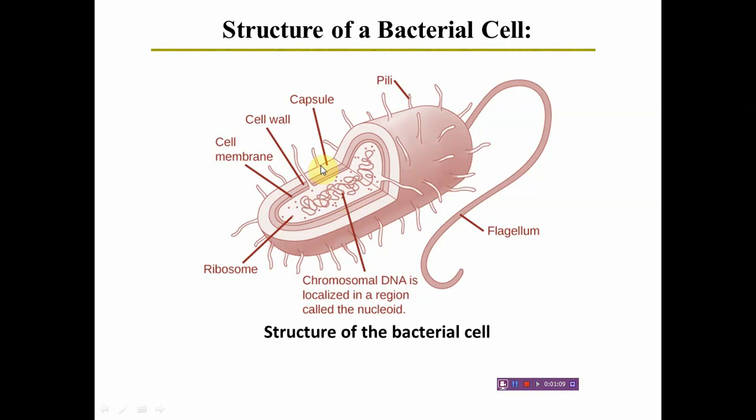Sometimes the cells produce a slimy, gummy outermost covering, which is called a capsid or capsule. These are the amorphous exopolymers secreted by the cell, which form a deposit around the cell and form the slime layer.